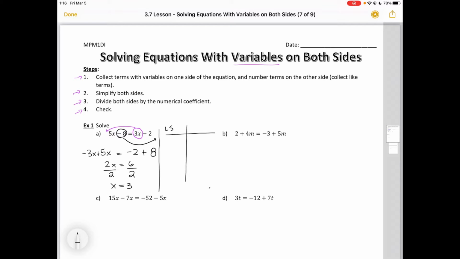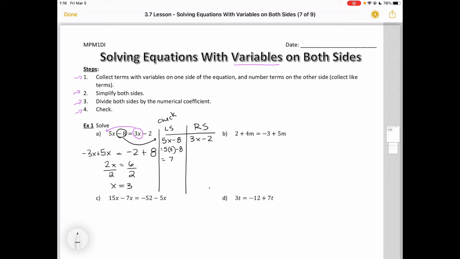Now, in order to check and see if my solution is correct, I can look at the left side of my original equation and the right side of my original equation. My original left side is 5x minus 8, and my original right side is 3x minus 2. I think the answer is 3, so I'm going to put in 3 for x and evaluate both expressions.